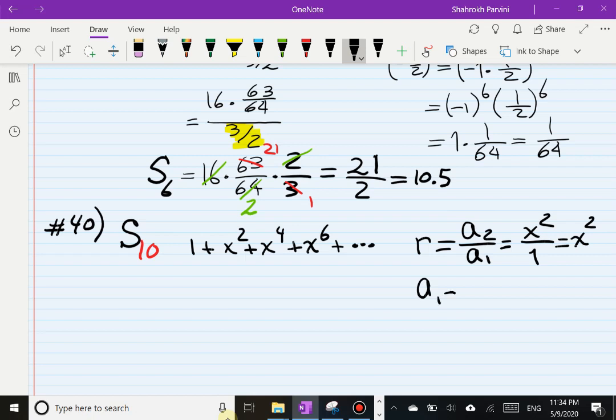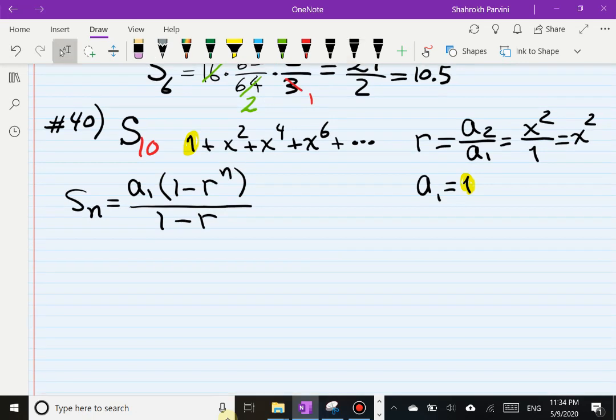The first term is 1. True? That's the first term, and that's where that comes from. So that's just the 1 here. Now, let's use our formula for the nth term. S sub n, again, is a1 times 1 minus r to the n, divided by 1 minus r. Now in here, the first term is 1, 1 minus the common ratio x squared, and we're going to raise that to the nth power, divided by 1 minus the common ratio of x squared.